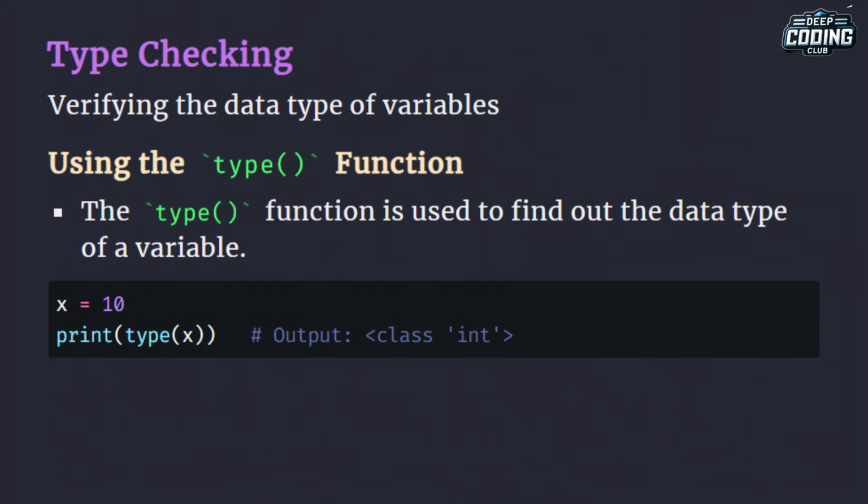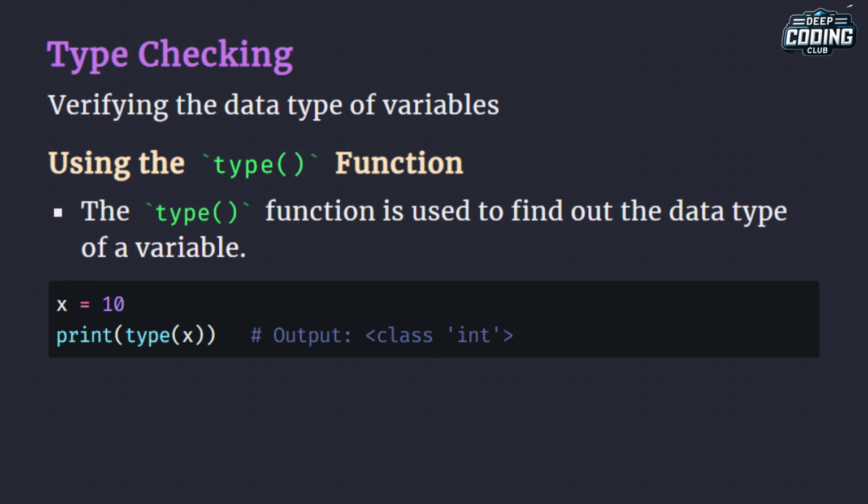Then let us come to type checking. Type checking is the process of verifying the data type of a variable or a value. And Python provides you with several built-in functions that can be used to check the data type of a variable. We will discuss them one by one here. First is using the type function.